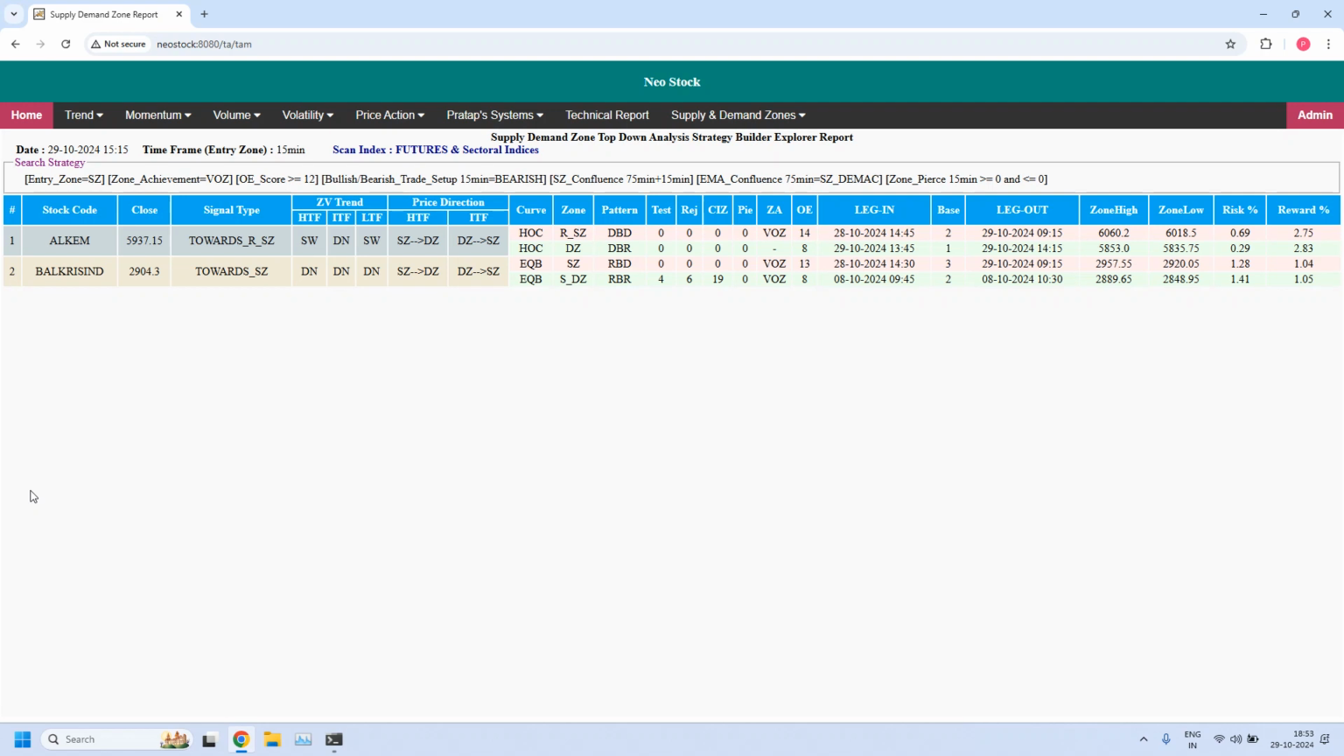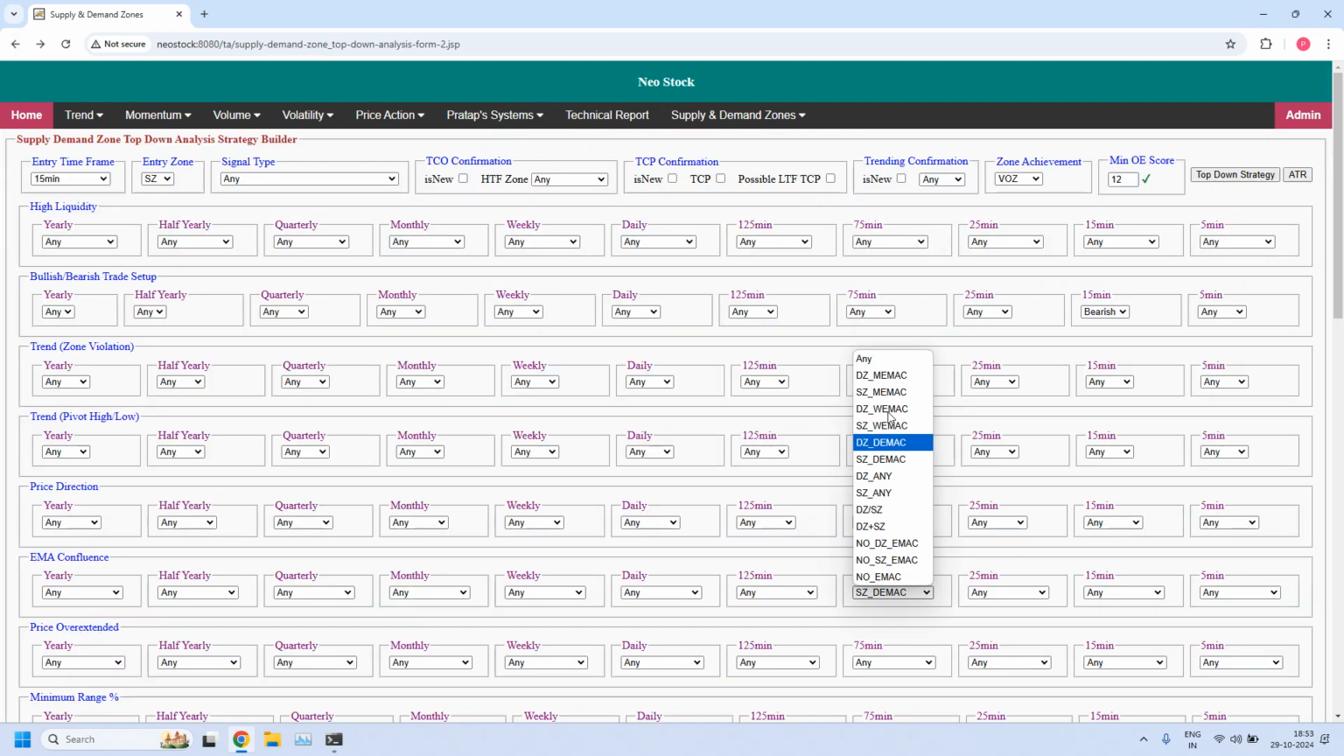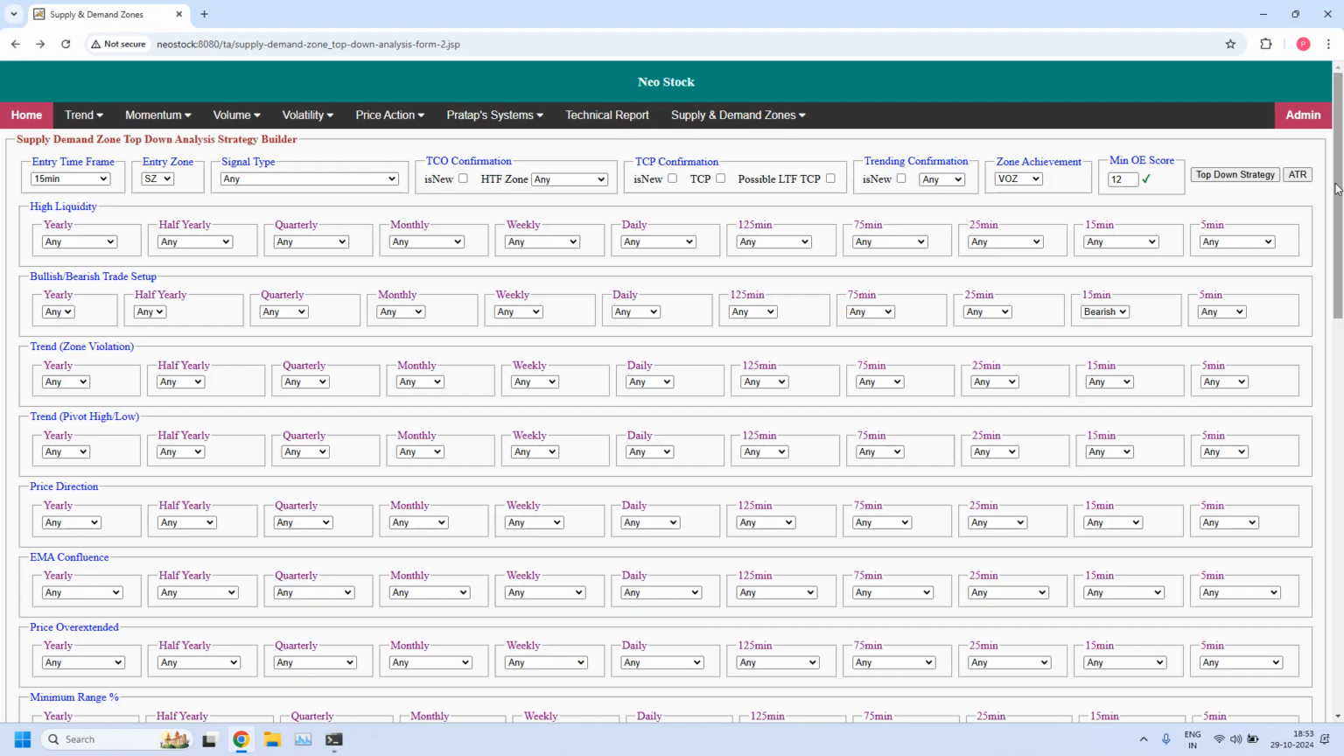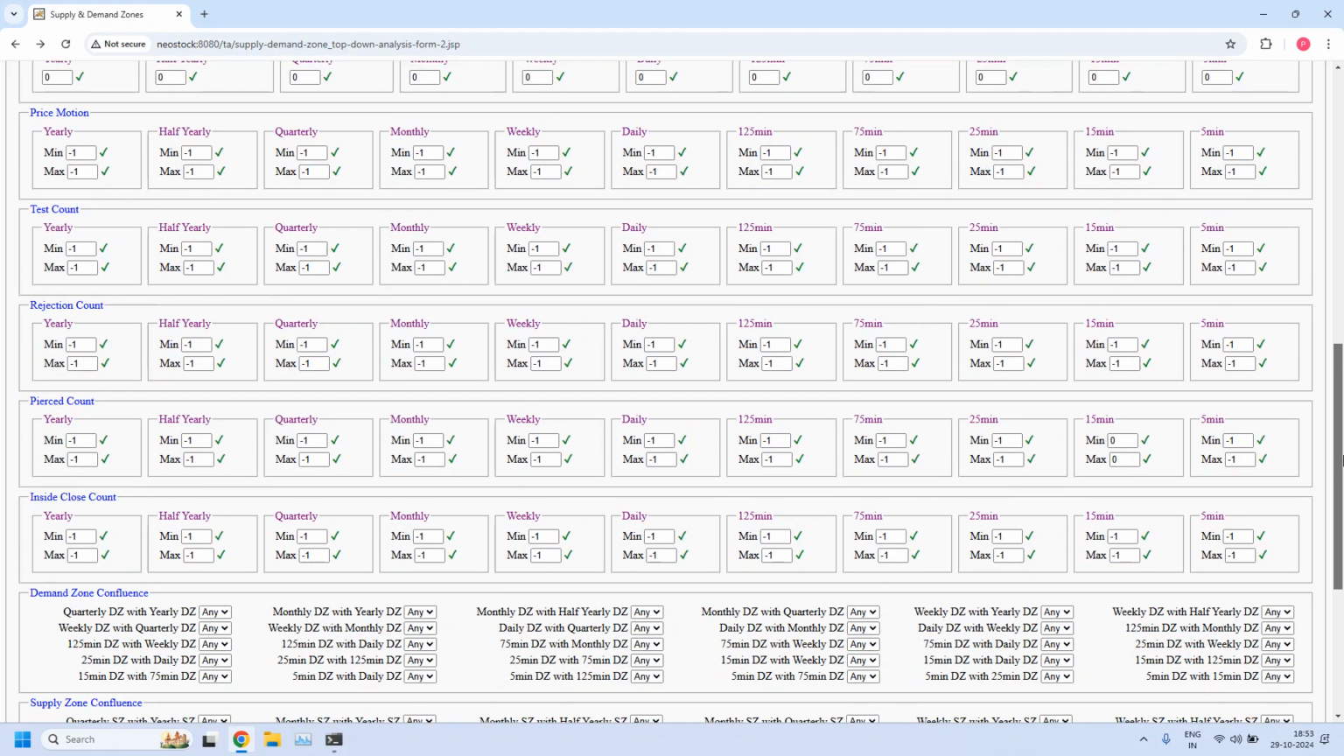Okay, now let's look for the next combination LTF, ITF, HTF supply zone confluence. I have to remove the EMA filter. Without EMA, how many? We got 6, all 6 stocks. Now in these 6, these are all LTF, ITF supply zone confluence. In these 6, how many are having HTF supply zone confluence?